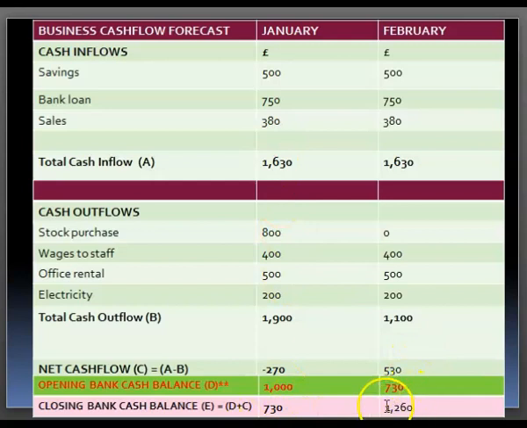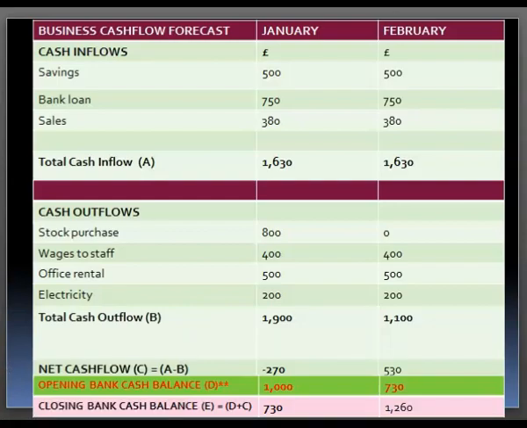Same as in February, they're going to have enough money to pay for everything. But in the other Excel that I showed you for the remaining months, some of them are showing negative closing cash balance, which means the company will not have enough money to do its business.